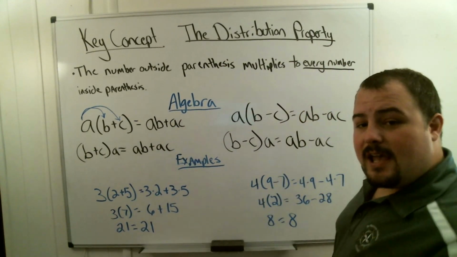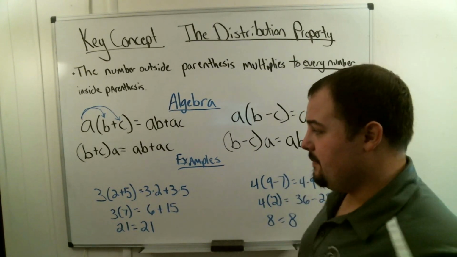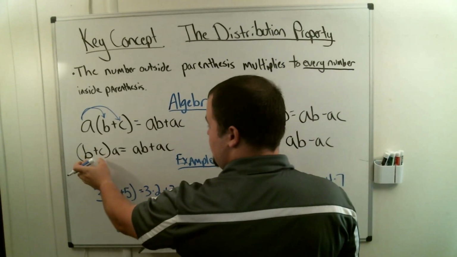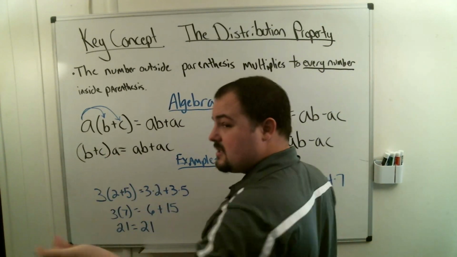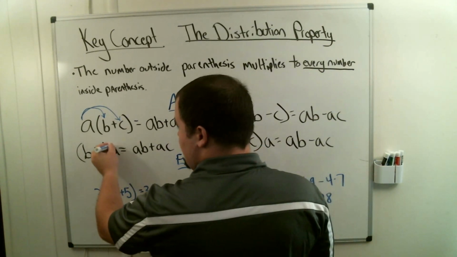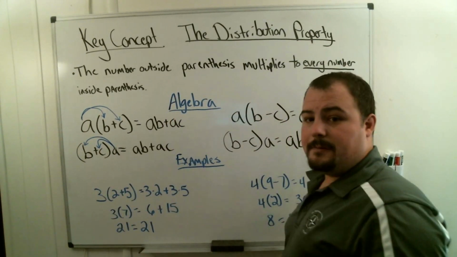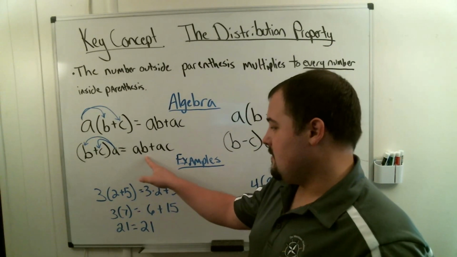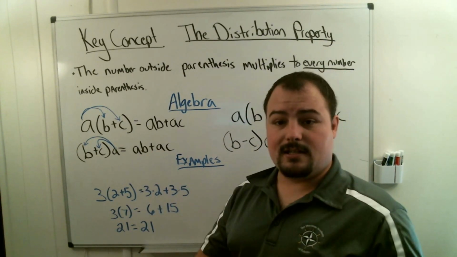Now, it doesn't matter if that A is on the left side or the right side, it still does the same thing. If I started with the quantity B plus C times A, since the A is next to parentheses, that means it's multiplying, so we take A times B and A times C. And it still gives me AB, because that's A times B, and AC, because that's A times C.